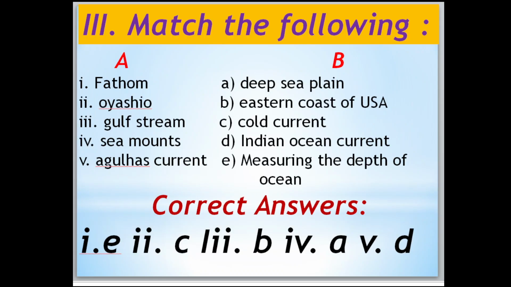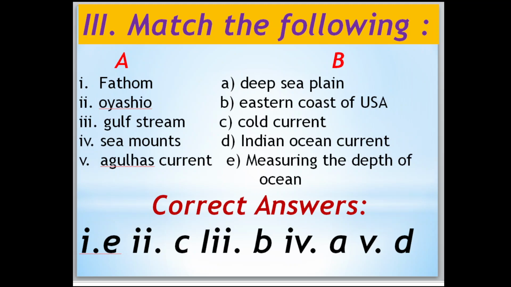Then third, match the following. Now next move to the third main, match the following. In that there are A and B two parts. In A, first, second, third till the fifth I am going to read: Fathom, Oceania, Gulf Stream, Seamounts, then Agulhas current.